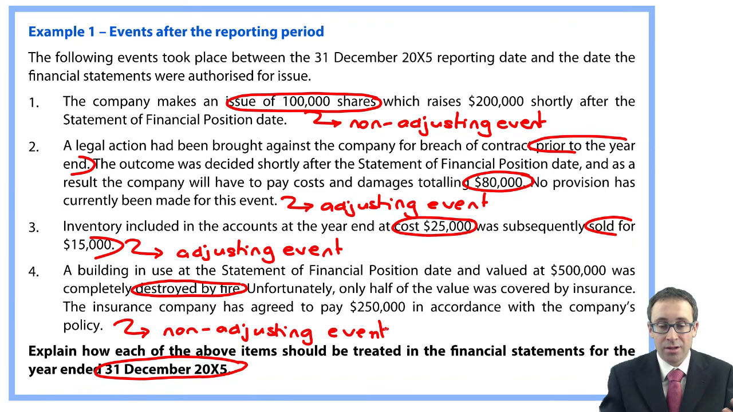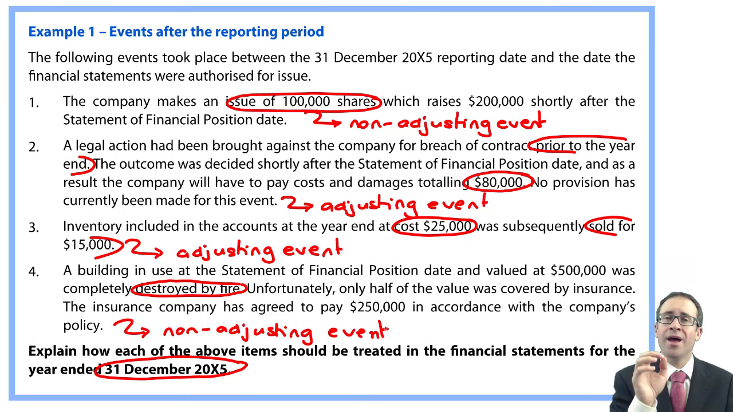The fourth one, fire, is quite common in the days of F3 and F7, not so much in P2. If you want to throw it in there, you can put in a flood. Fire and flood were common non-adjusting events in F7 and F3. But in P2, you have to read the question carefully. Note the reporting date in the requirements at the bottom. Then once you've noted the reporting date, always be aware of something that happens in the post-reporting date period and give consideration to whether or not it's adjusting or non-adjusting.